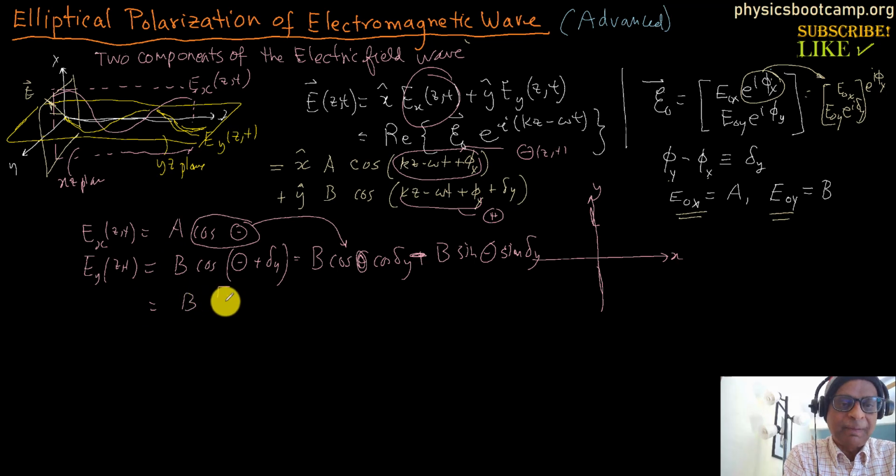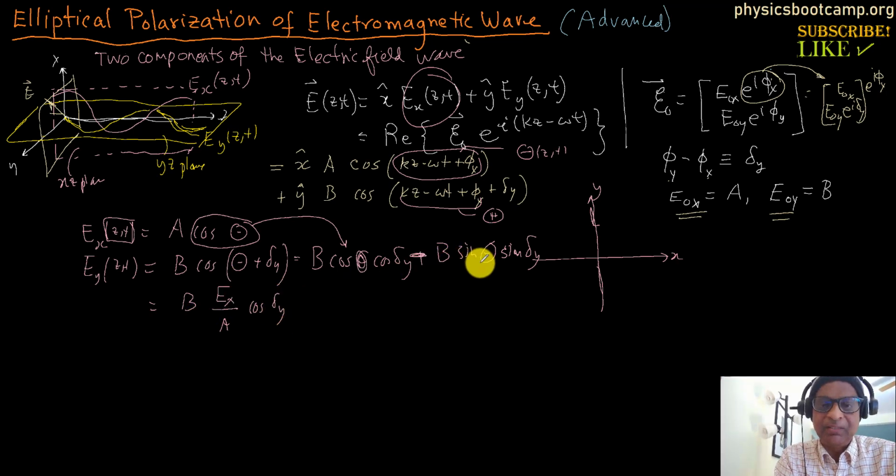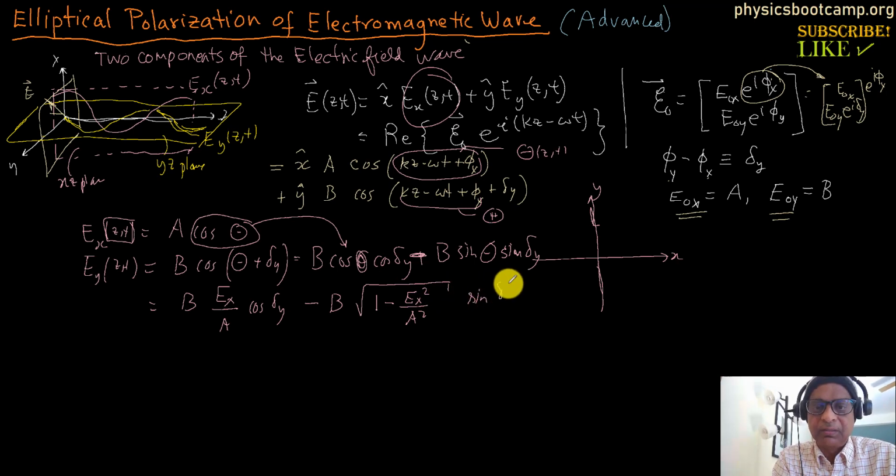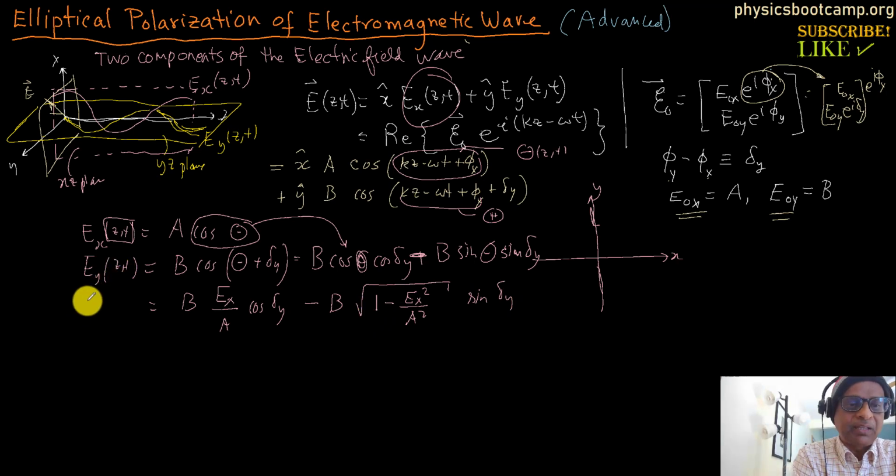Okay, so you can see cosine theta I can plug in as Ex over a. So this is b, I'm not going to write that anymore. Just assume that we're dealing with the whole Ex over a cosine delta y. So this looks cool, but this guy's going to be a square root if I do that. So minus b square root of 1 minus Ex square over a square, and this whole thing sine delta y. So I need to get this square root out of the way.